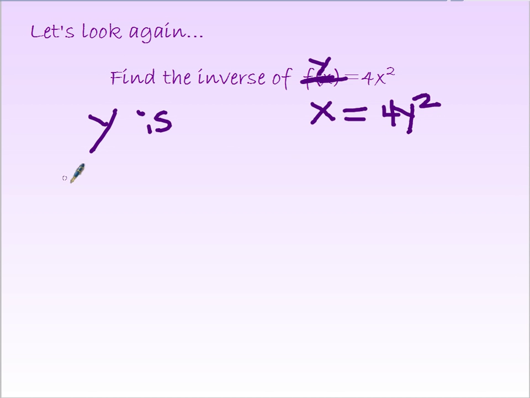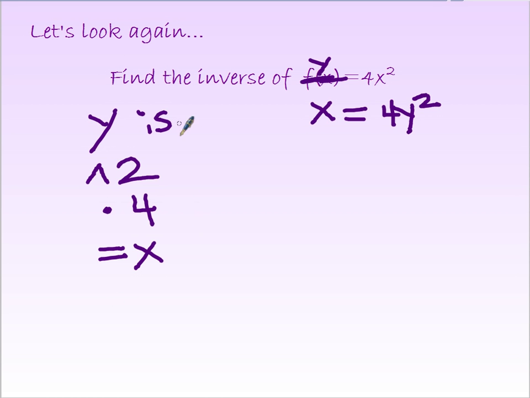According to regular order of operations, my exponent needs to come first, right? Please excuse my dear Aunt Sally, exponents come before multiplication. So I'm going to say y is being taken to the power of 2, then it's being multiplied by 4, and finally it equals x.